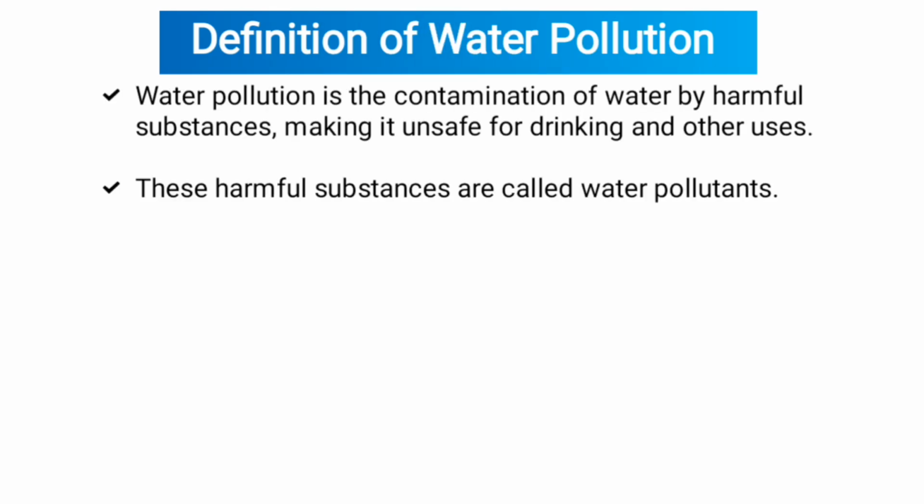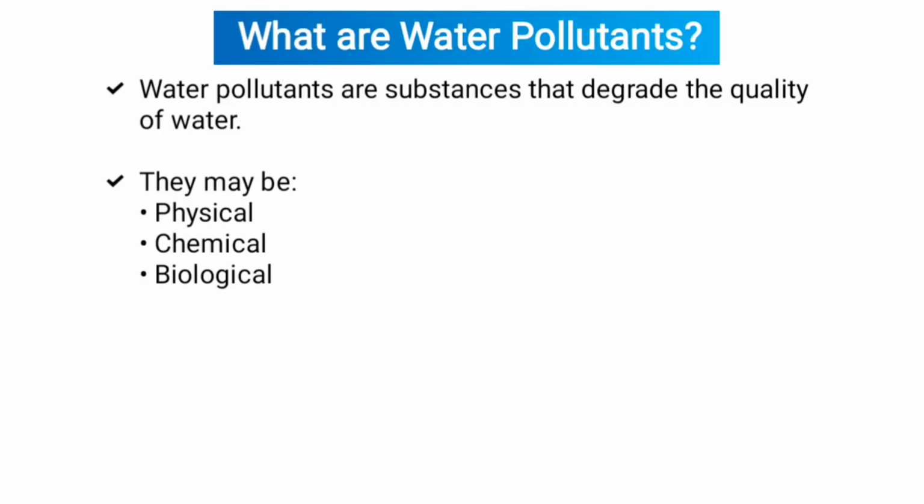Definition of water pollution. My dear student, water pollution is the contamination of water by harmful substances, making it unsafe for drinking and other uses. These harmful substances are called water pollutants. Now, what are water pollutants? Water pollutants are substances that degrade the quality of water. They may be physical, chemical, or biological.